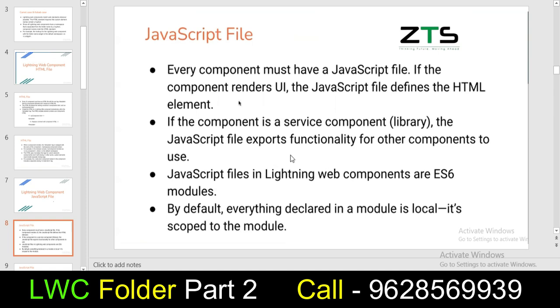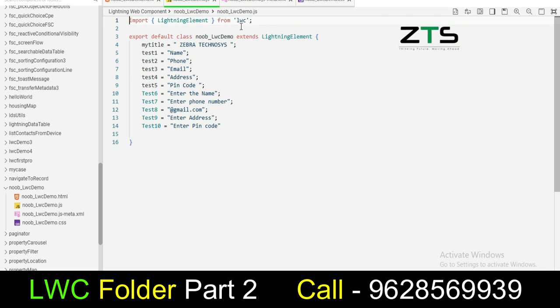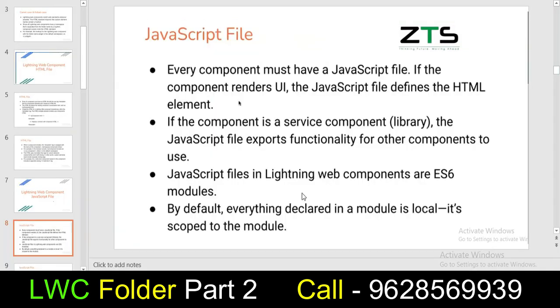Okay. The JavaScript file in a Lightning web component is an ES6 module. Modules means modules. LWC is a module, the latest module, already defined as standard, because we are using standard JavaScript. So when we create components, any components folder, component files, it already exists in the LWC standard, automatically generated, right? Okay. And by default, everything declared in the module is local.